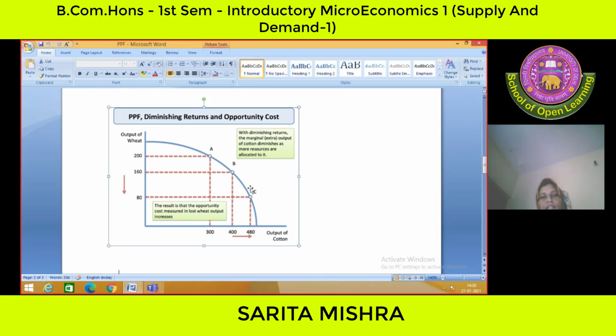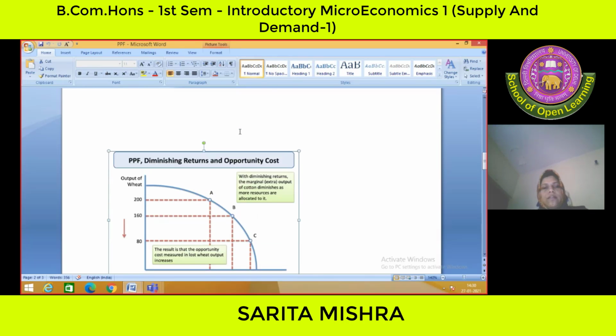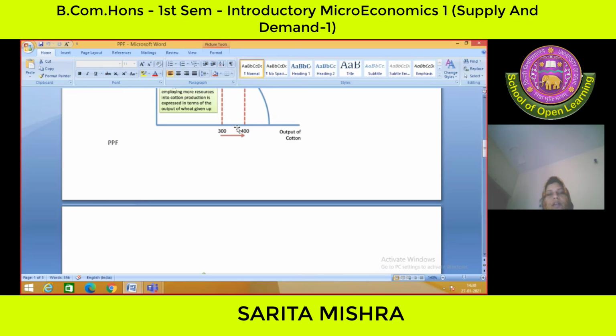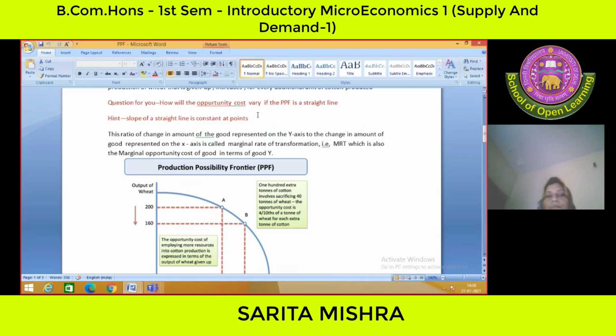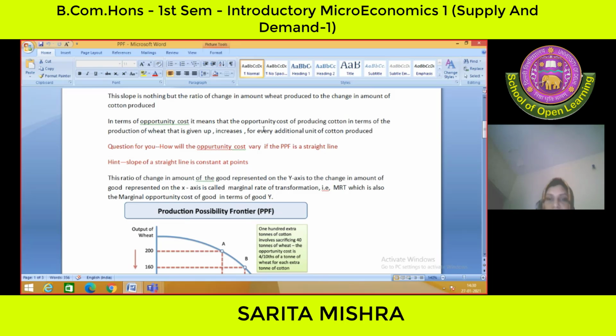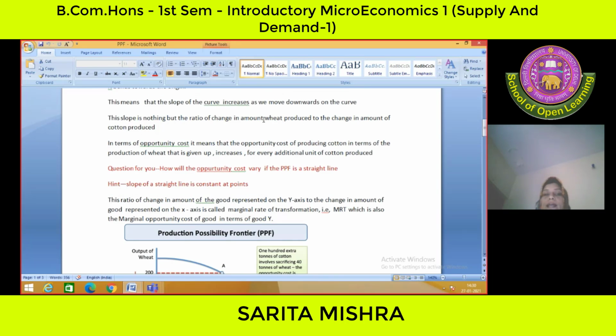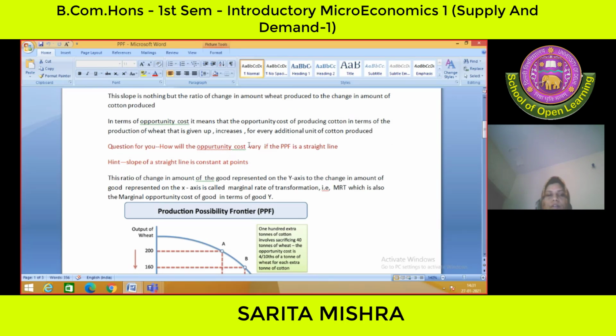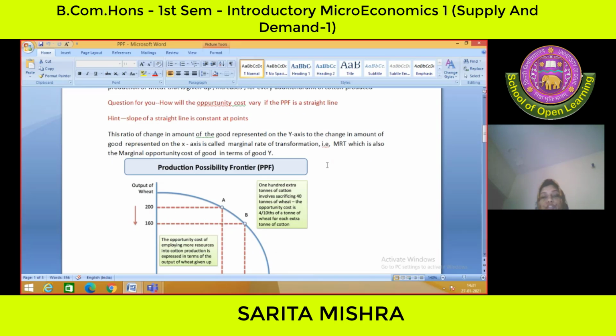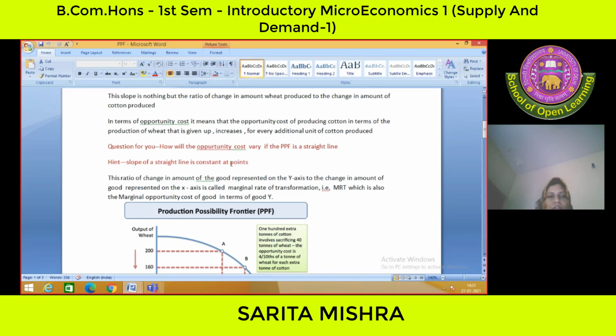So that means, in terms of opportunity cost, you are sacrificing more and more units of wheat to produce the same additional amount of cotton. Is that clear? So that is how much wheat you are sacrificing per unit increase of cotton. So that is actually increasing.